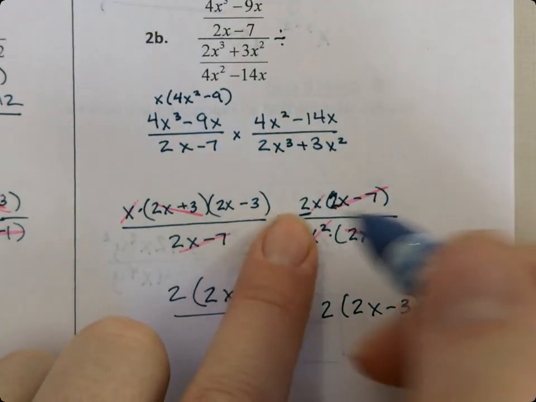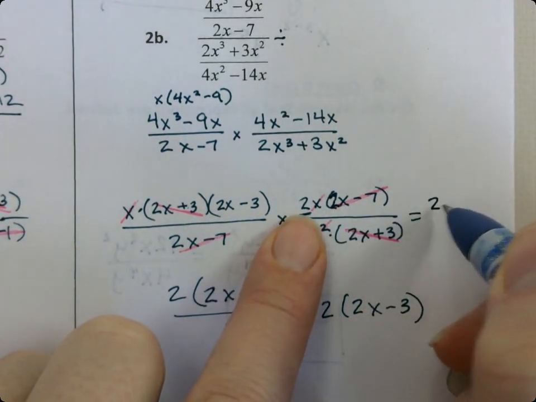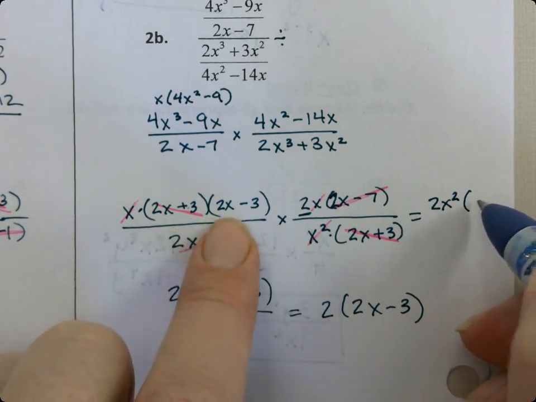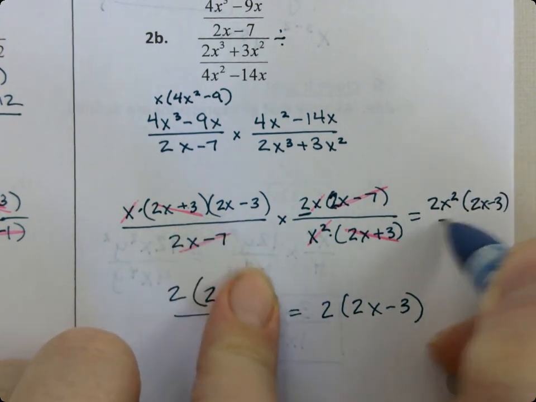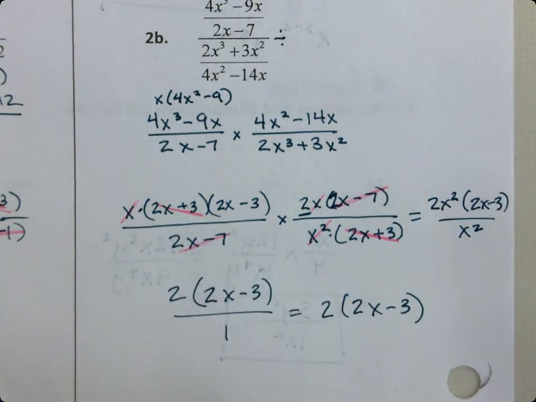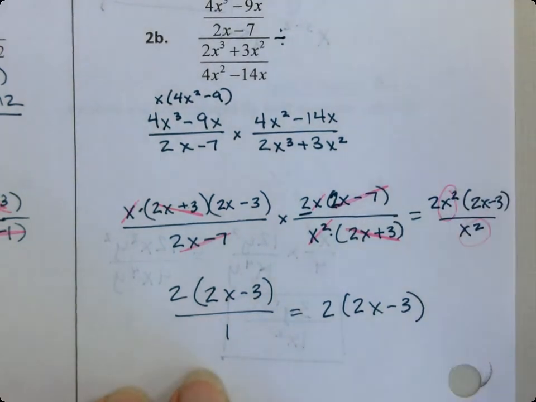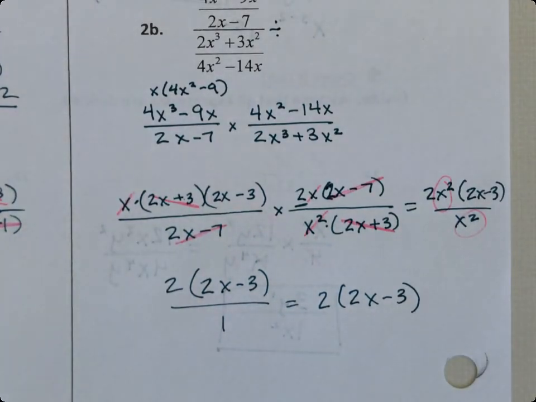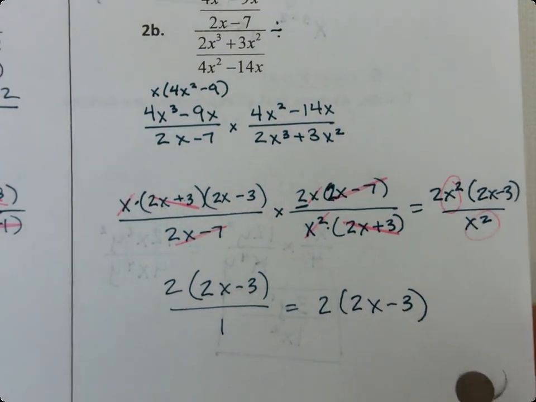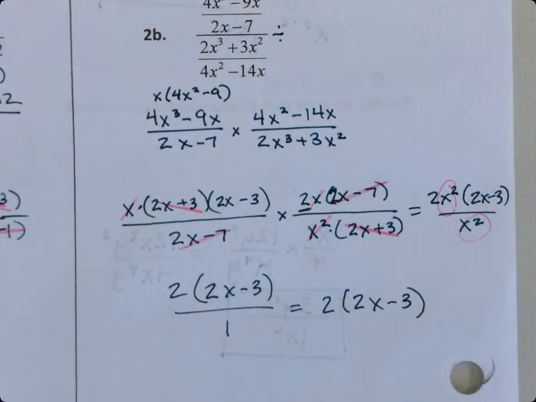Now, if you would not have caught those x's canceled, you would have had a 2x squared up top and the 2x minus 3. In the bottom, you would have had that x squared. And then do you see that now we can cancel because it's all multiplication. Okay? All right. That is good for now.